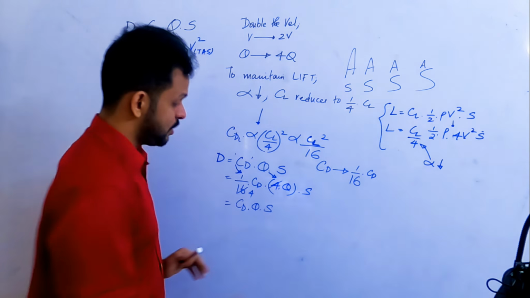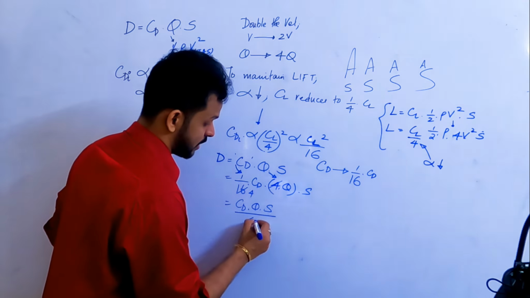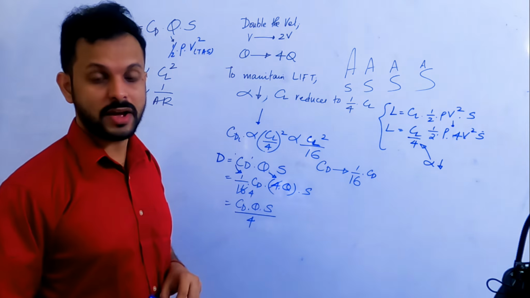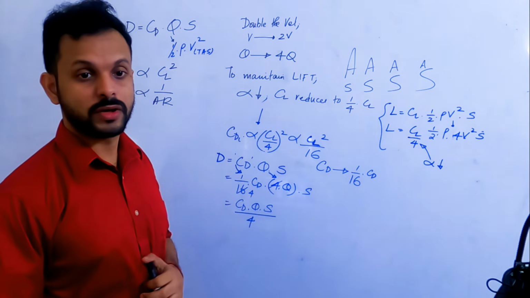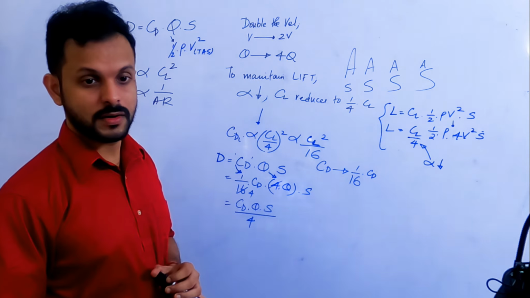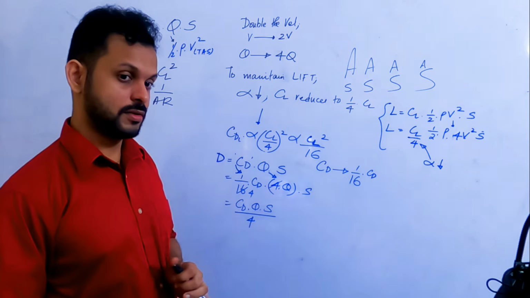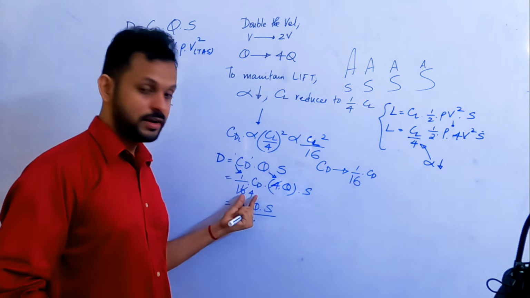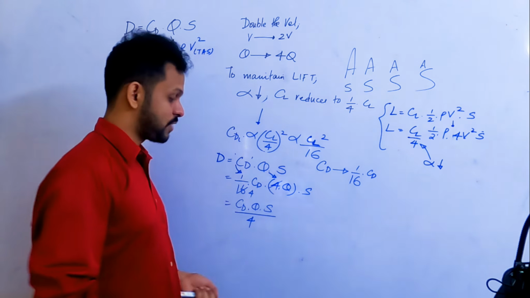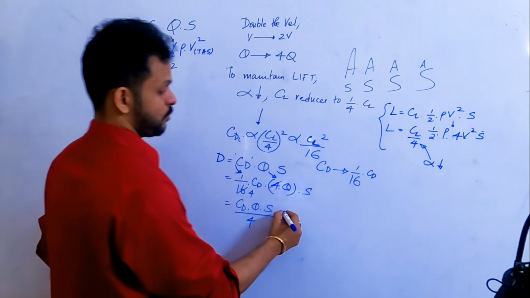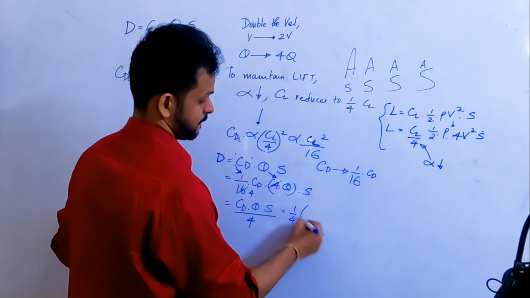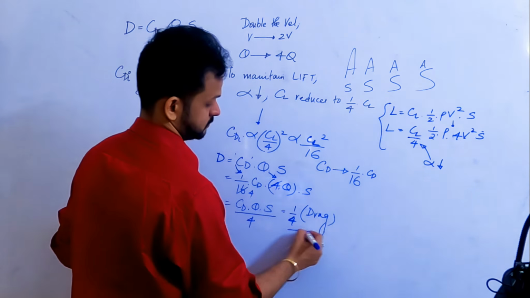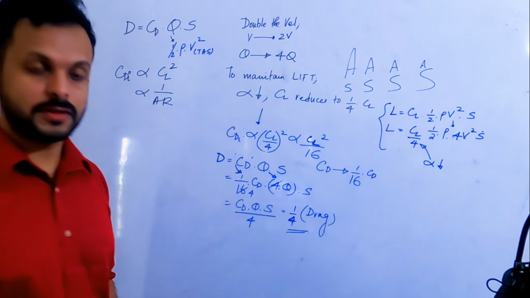Therefore, effectively, what happens to total drag? The lift induced drag reduces by 1 by 4 times. Understood? So CD times QS is nothing but the previous drag which you had. Now it is divided by 4, which means the drag reduced by 1 by 4 times. Is it clear?